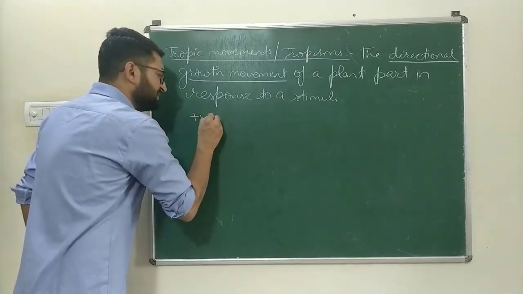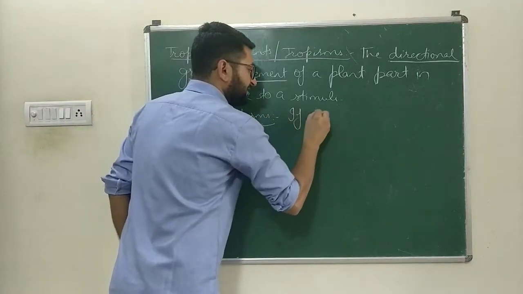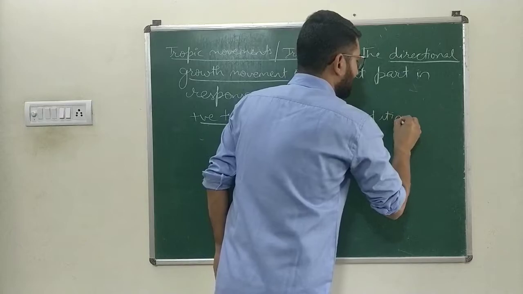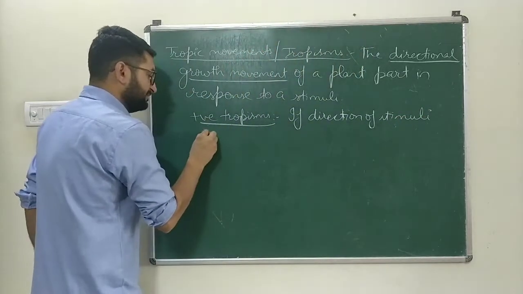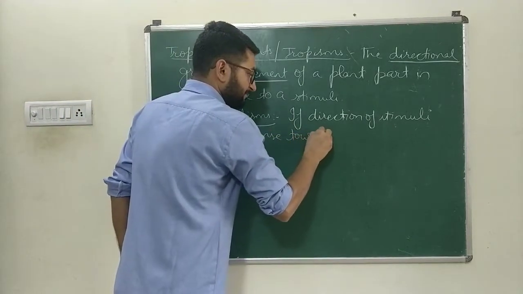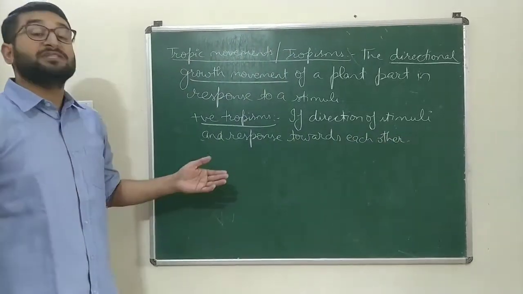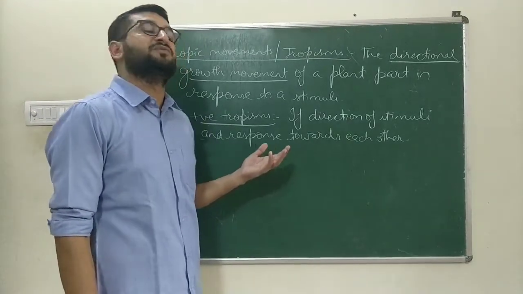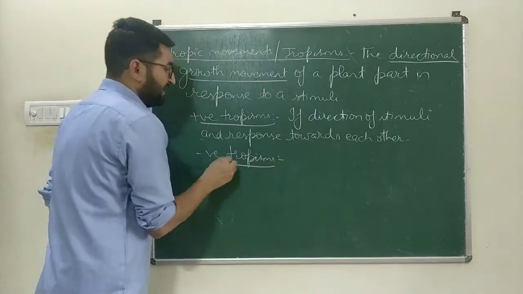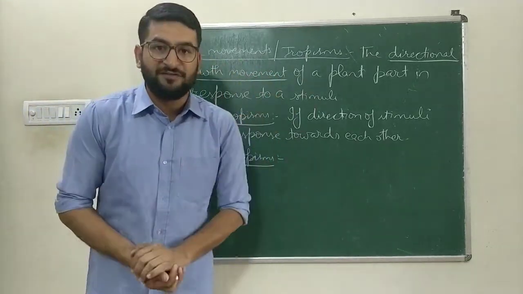What are positive tropisms? If the direction of stimuli and response are towards each other, then those kind of tropic movements are known as positive tropisms or positive tropic movements. What are the negative tropisms? When the direction of response of a plant part is opposite to the direction of stimuli.